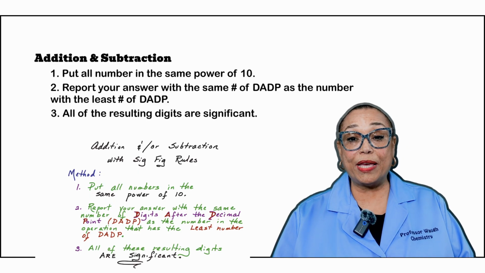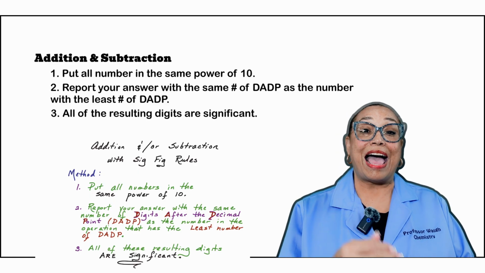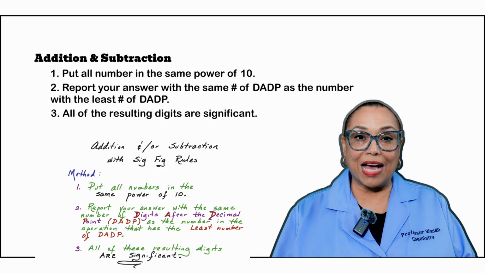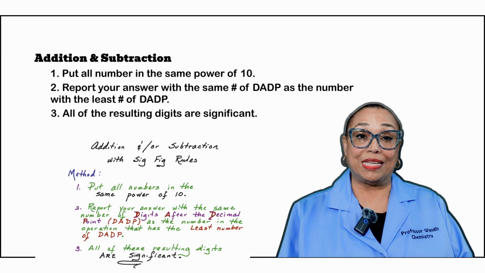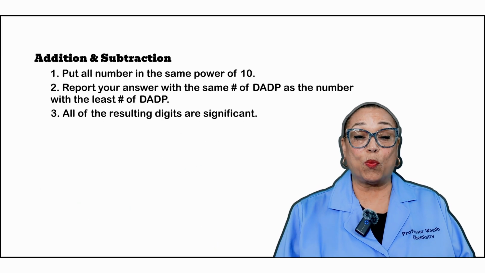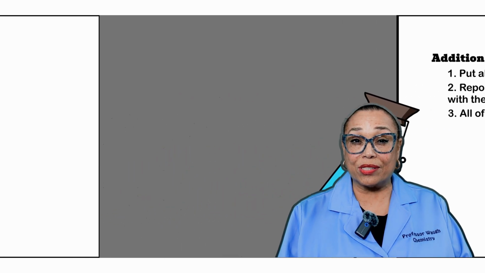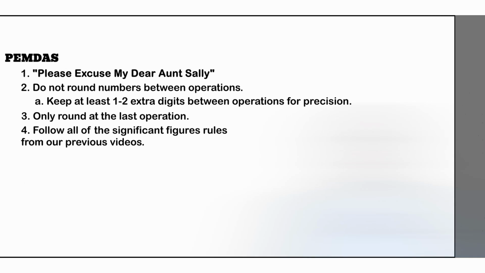However, you have to pay attention to how many digits after the decimal point are in the result. You've got to have the least number of digits after the decimal point in your final answer. All of those resulting digits will then be significant.